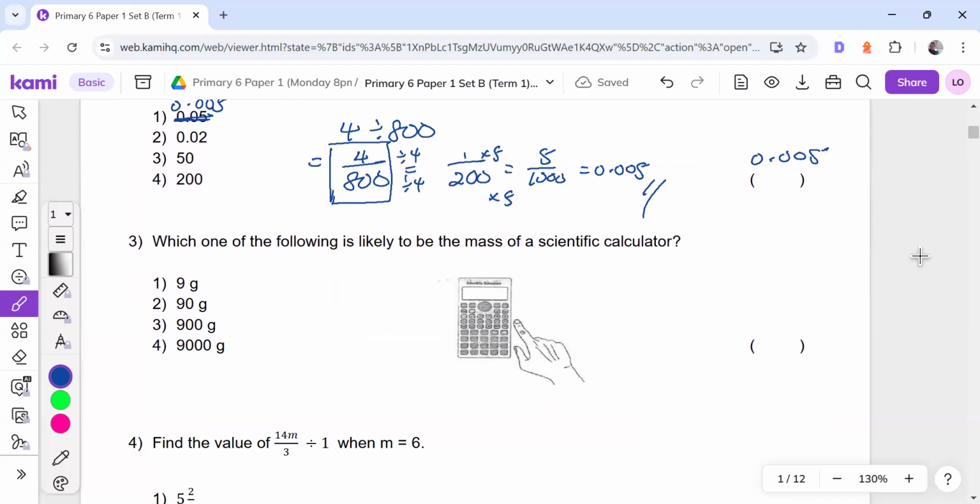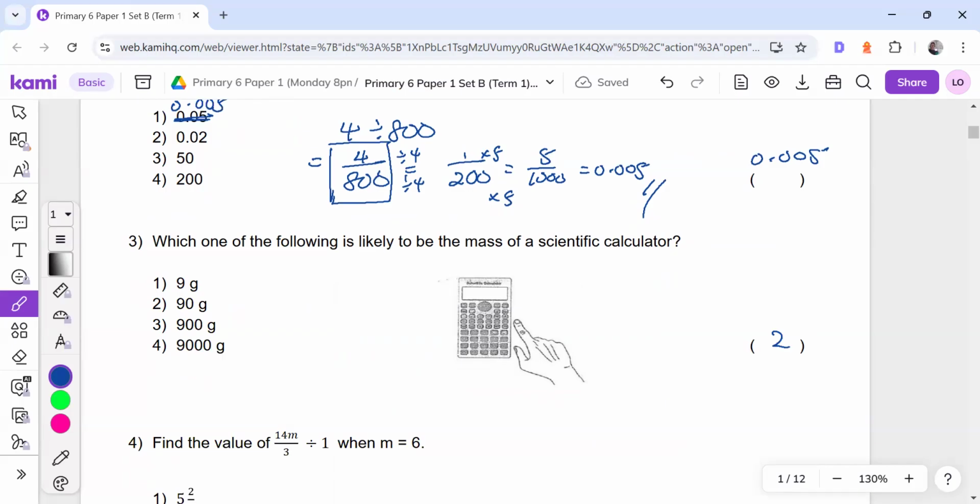Question 3, what is the mass of a calculator? Your answer is number 2. Okay, somebody messaged me. Hang on. Oh, okay, somebody came in. All right, so question number 3 is answer number 2.